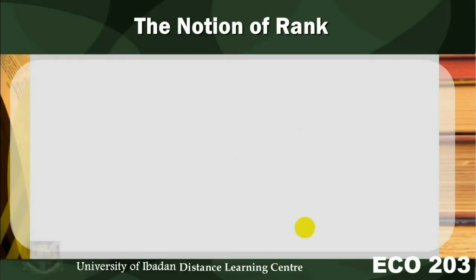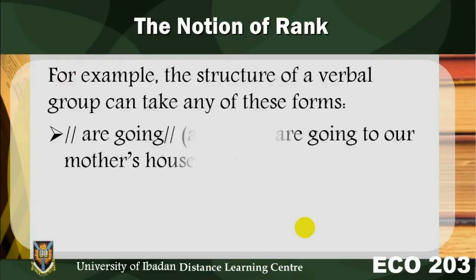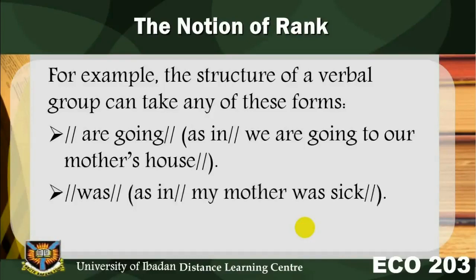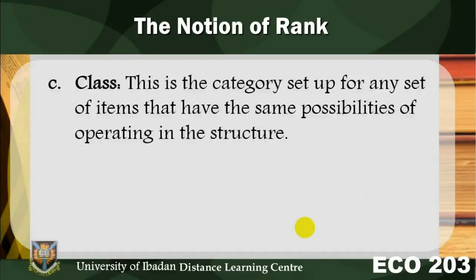The lexical verb, for example, the structure of a verbal group can take any of these forms. Are going, as in we are going to our mother's house. Was, as in my mother was sick. See, class.